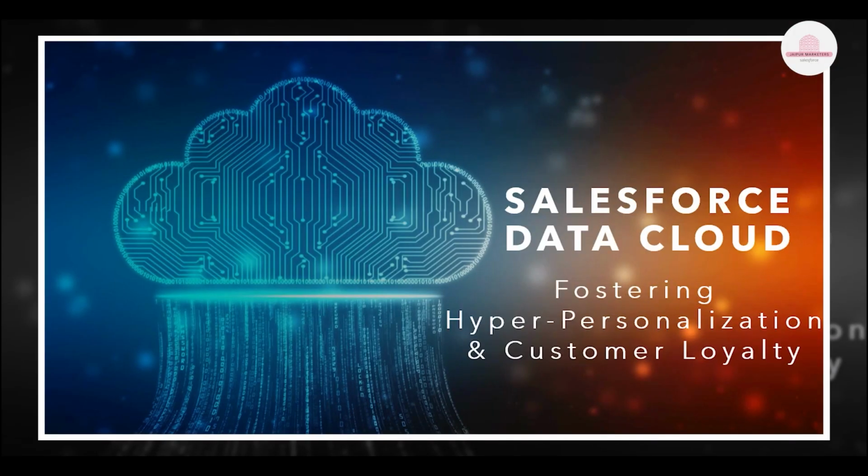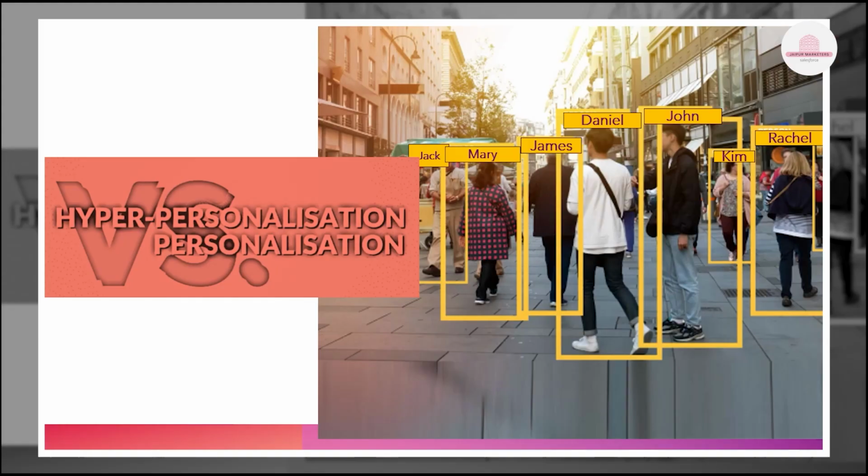Let's get started with today's session, Salesforce Data Cloud, fostering hyper-personalization and customer loyalty. Today we are talking about hyper-personalization and personalization. So first let's understand what both of them are. Personalization provides the customer tailored experiences using the historical data that they have already saved in their system. Whereas hyper-personalization takes it one level up. It works on real-time data as well as historical data of the customer, and then works on giving them more relevant and customized experiences.